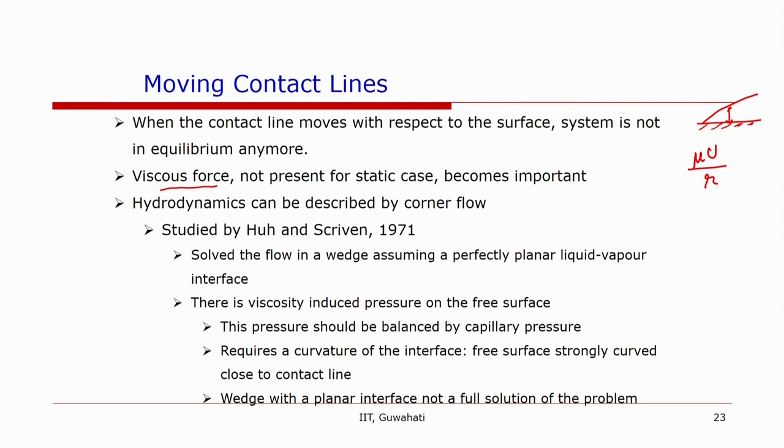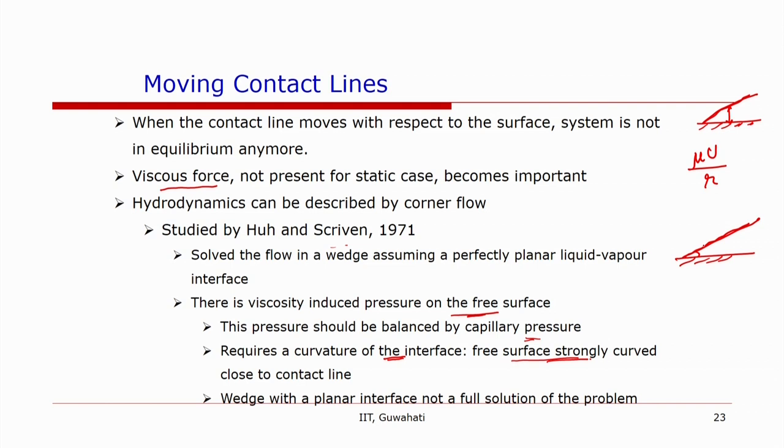This phenomenon was studied by Huh and Scriven by assuming a wedge kind of corner flow. So he derived an analytical solution for a planar liquid vapor interface, and then he showed that on the free surface there is a viscosity induced pressure, and this pressure can only be balanced by the capillary pressure. And when we have a capillary pressure, then we need the interface to be curved. If the curvature is zero, then the capillary force will be zero. So that means that the free surface needs to be strongly curved close to the contact line.